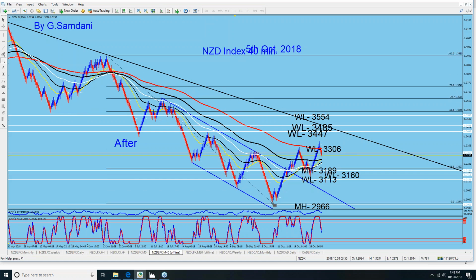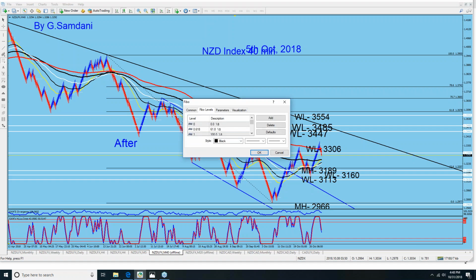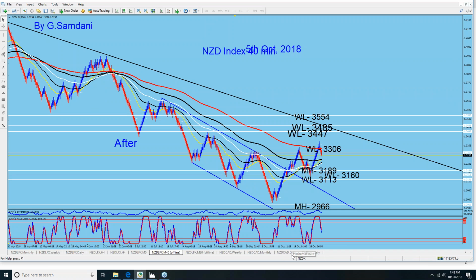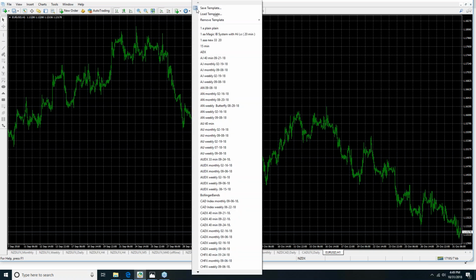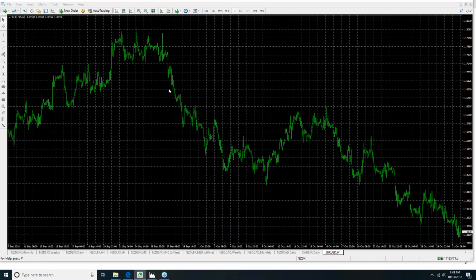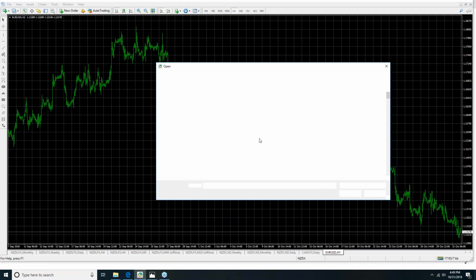There's no level or anything. What happened to my fib here? Euro USD, then my fib. Sorry guys, my fib got messed up, so I gotta get it back.